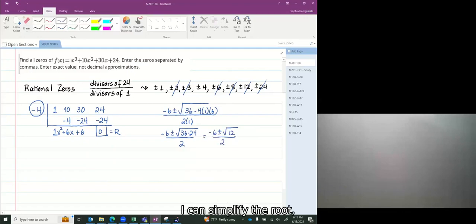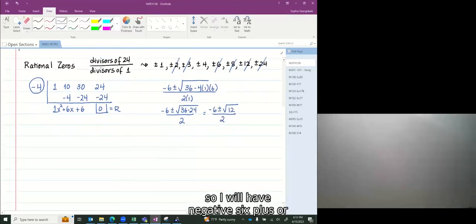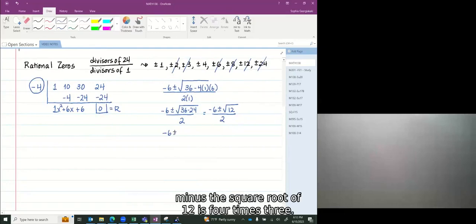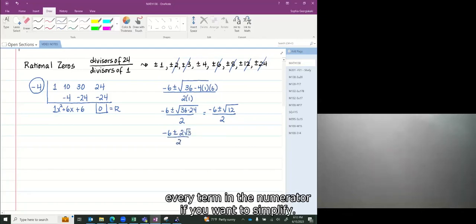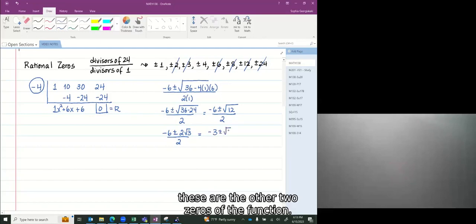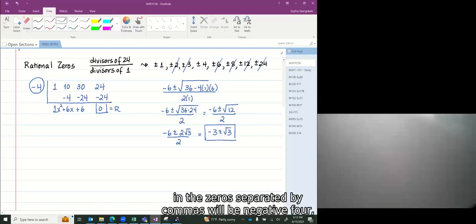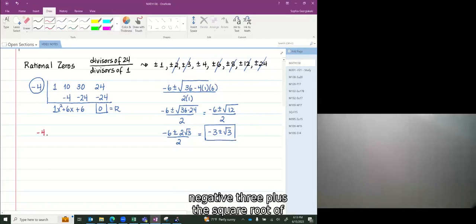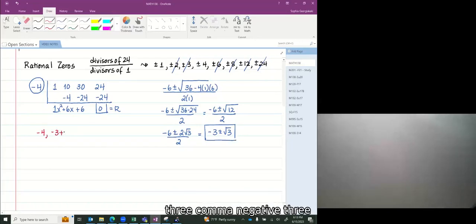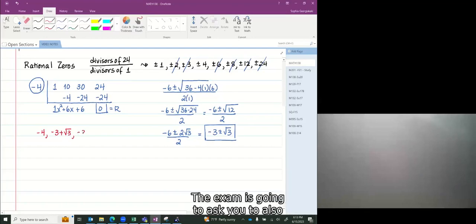I can simplify the root, so I will have negative 6 plus or minus, the square root of 12 is 4 times 3, the square root of 4 is 2, 2 square root of 3, divided by 2. And remember that this 2 has to divide every term in the numerator if you want to simplify. So minus 3 plus or minus the square root of 3. So these are the other two zeros of the function. Therefore, in my answer, the zeros separated by commas will be -4, comma, -3 plus the square root of 3, comma, -3 minus the square root of 3.